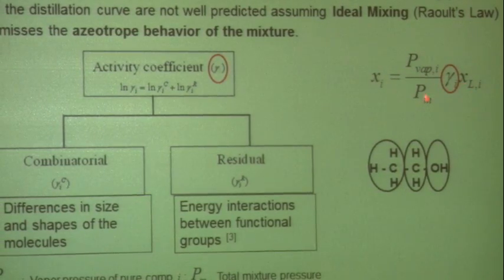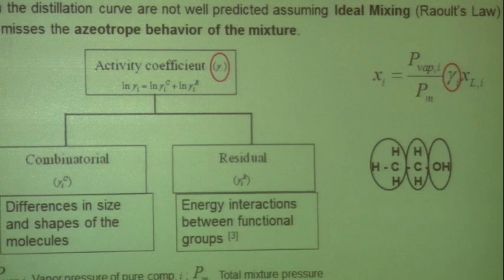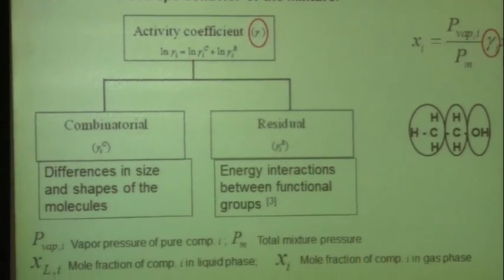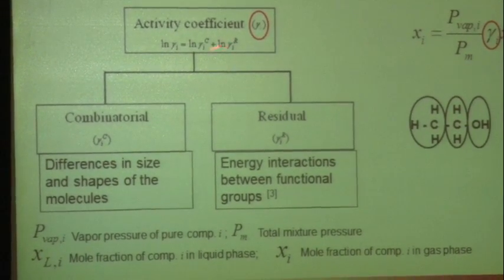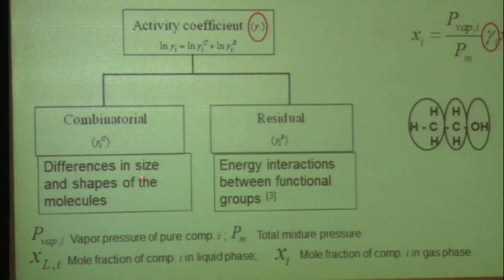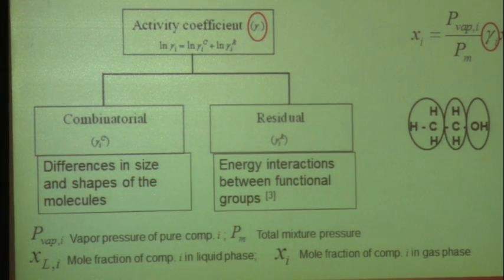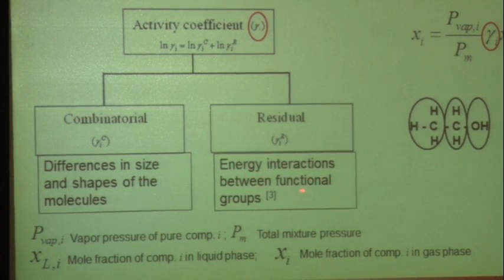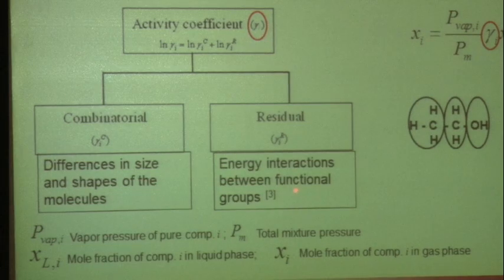But now, in the UNIFAC model, you introduce this parameter gamma, the activity coefficient, which consists of two parts, as shown here: a combinatorial and a residual part. The combinatorial part basically accounts for differences in the sizes and shapes of the molecules. The residual part accounts for energy interactions between the functional groups.